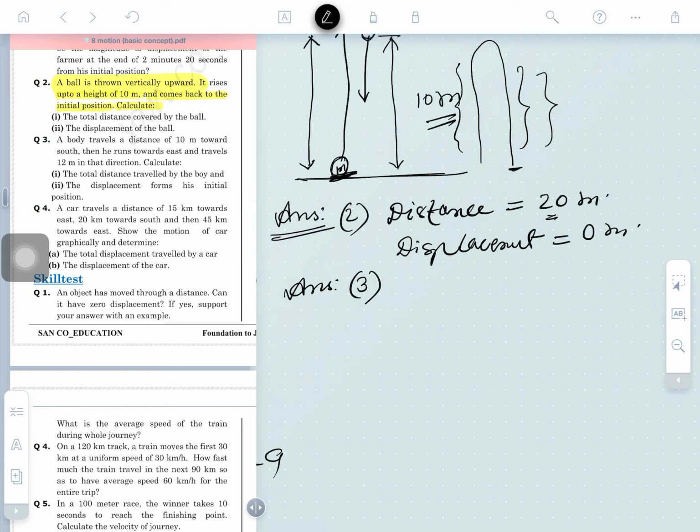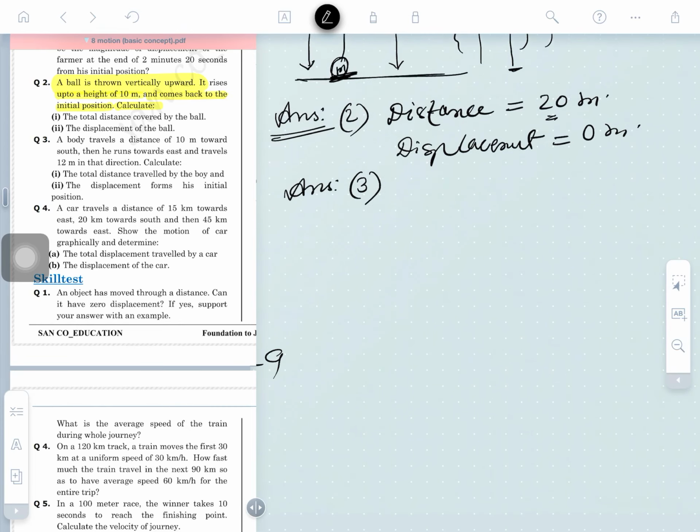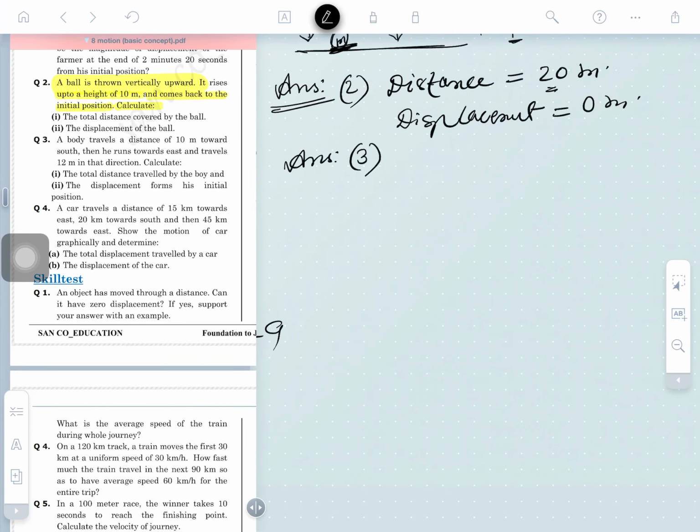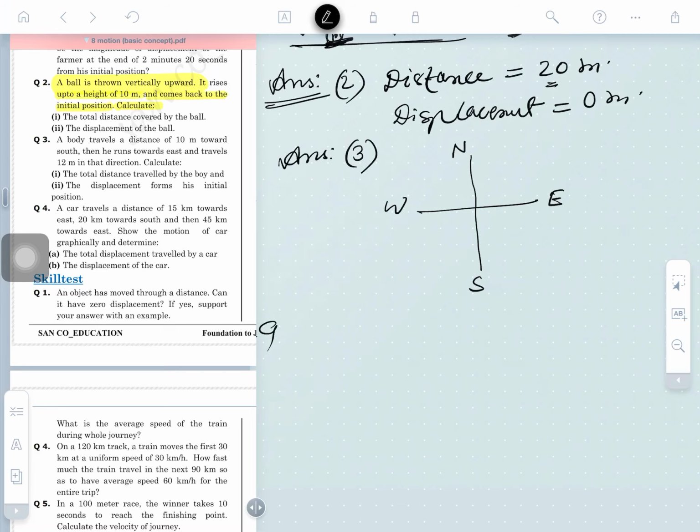Third question. A body travels a distance of 10 meter towards south. So again we need to draw the picture here. Your reference is before you: east, west, north or south. You always keep the direction in memory. This is used for geographical study also. Always this type of references are to be given here. So what is the questioner saying?